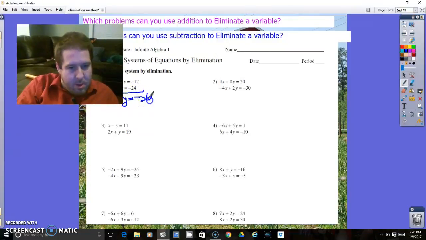Okay, pen, there we go. That works a little better. Divide both sides by 6, and that means y has to be negative 6.